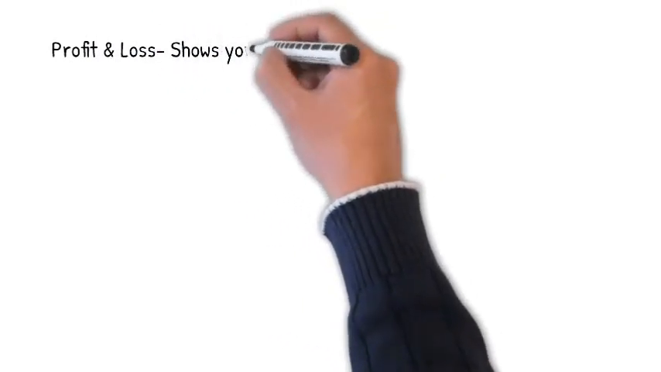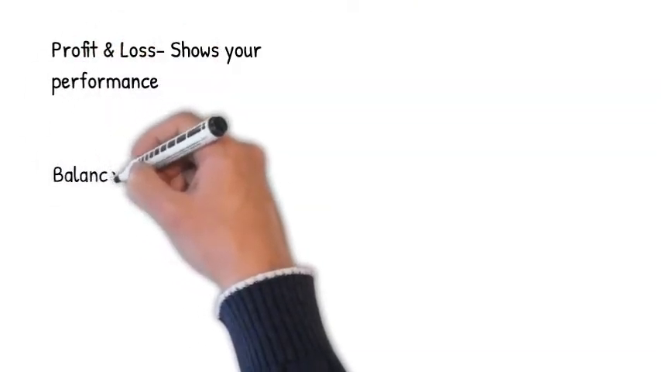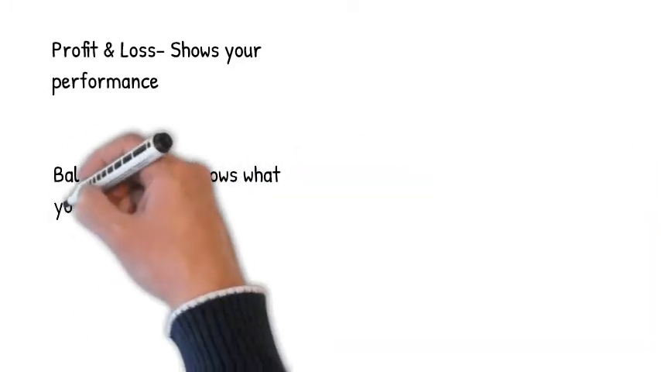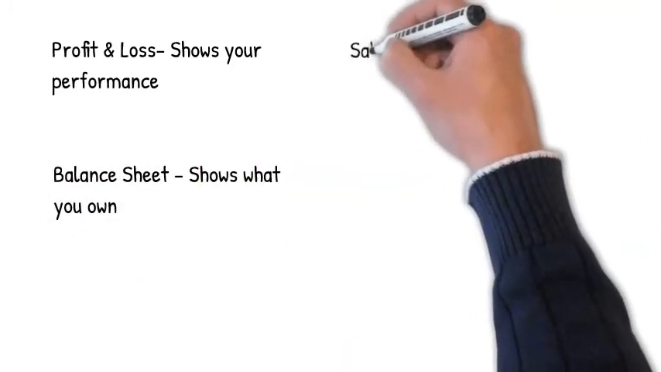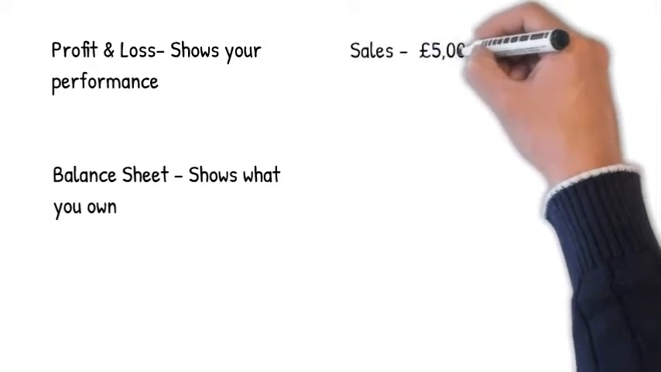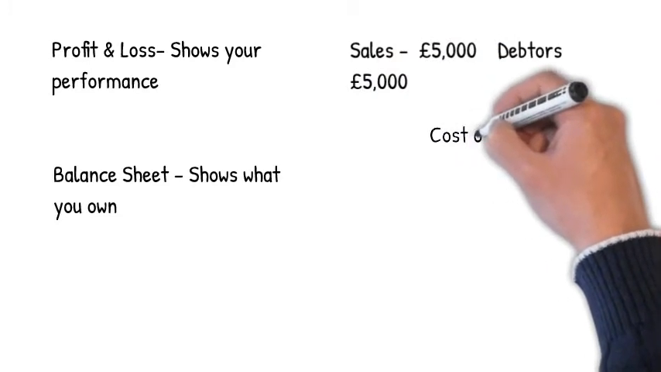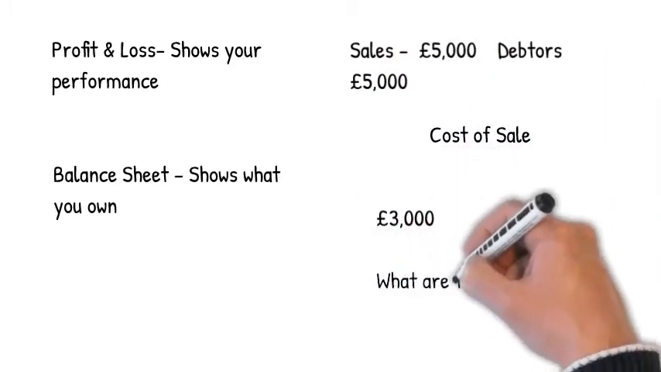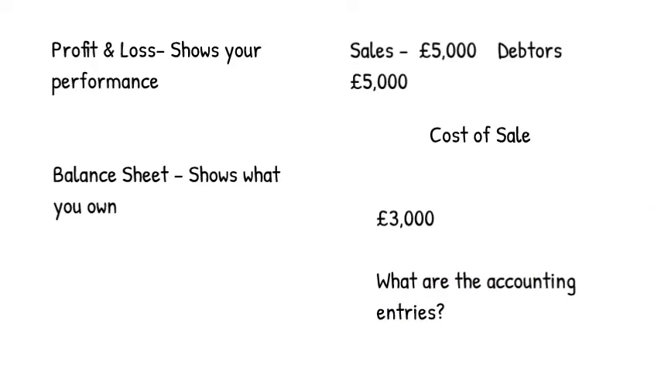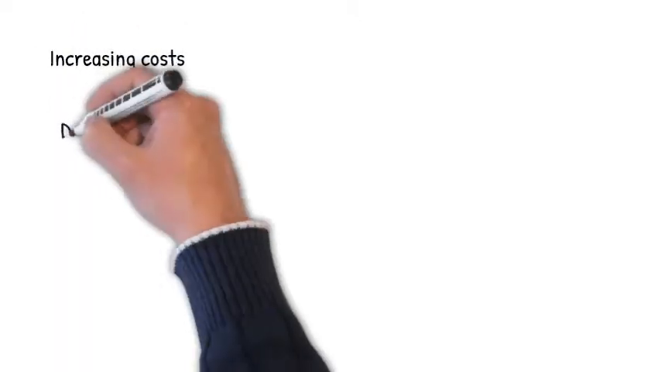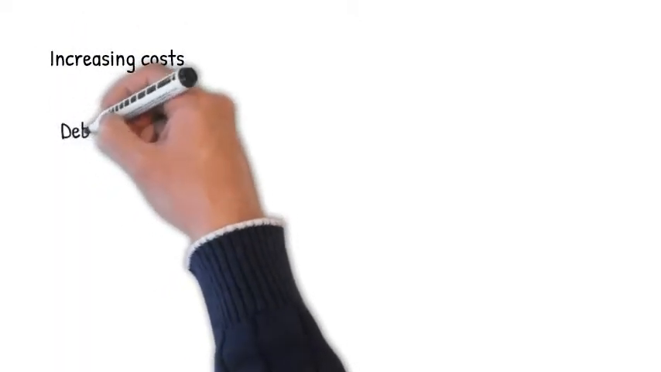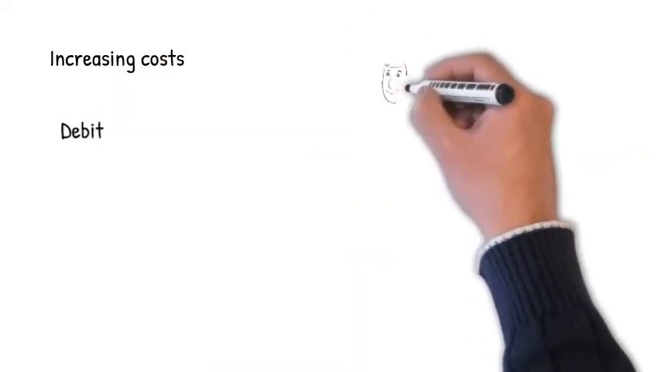So following this example through, the profit and loss shows your performance, i.e. what the business has done. The balance sheet shows what you own as a result of that performance. So sales are now £5,000 and the debtors are £5,000. What about cost of sales? Well, in this example, let's say £3,000. What is the accounting entry of this £3,000 that perhaps went to a freelancer? Well, you're increasing your costs. So a debit increases costs.